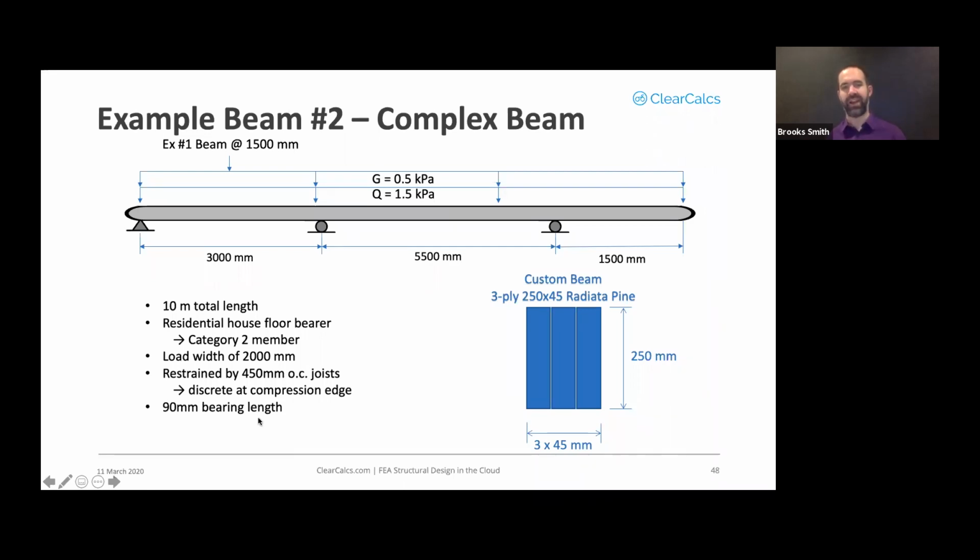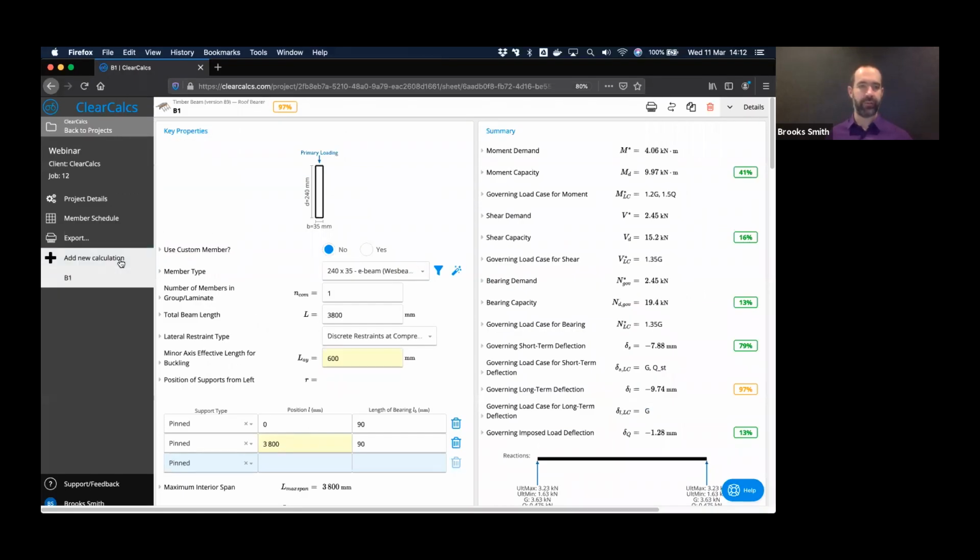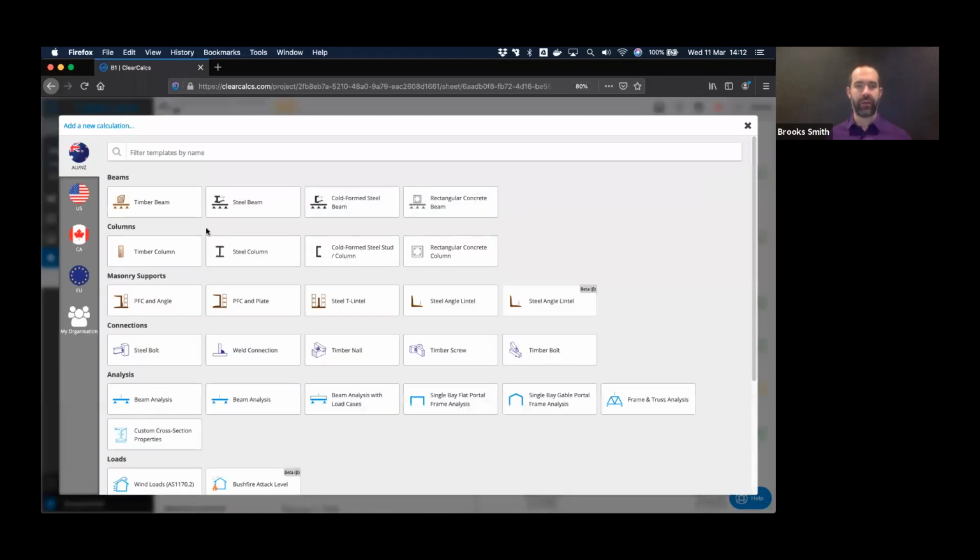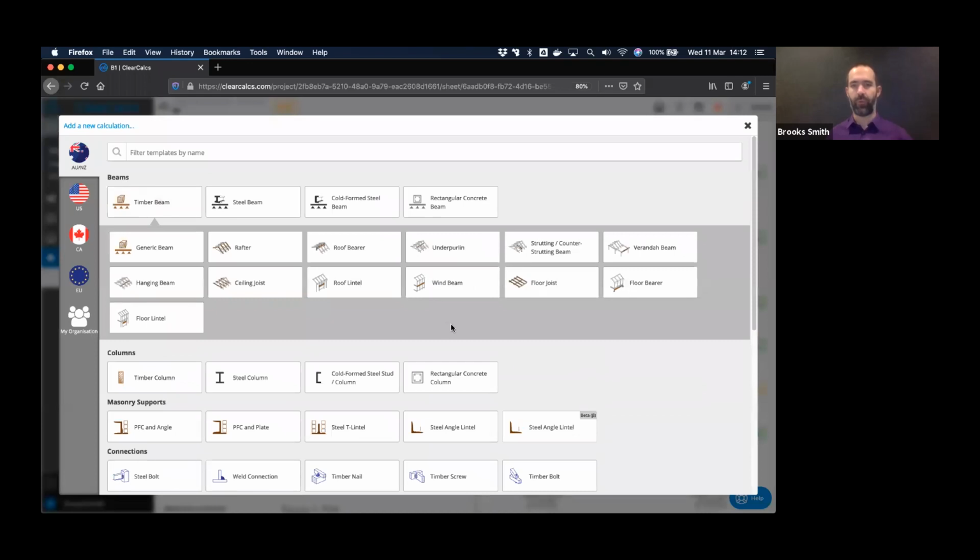And again, I'll take a 90 millimeter bearing length. This time, however, I'm going to design a custom beam. I'm going to end up with a 3-ply 250 by 45 radiata pine, but I'll show you how we can get there in designing our custom beam. So going back to ClearCalcs, I will add a new calculation here for a floor bearer.